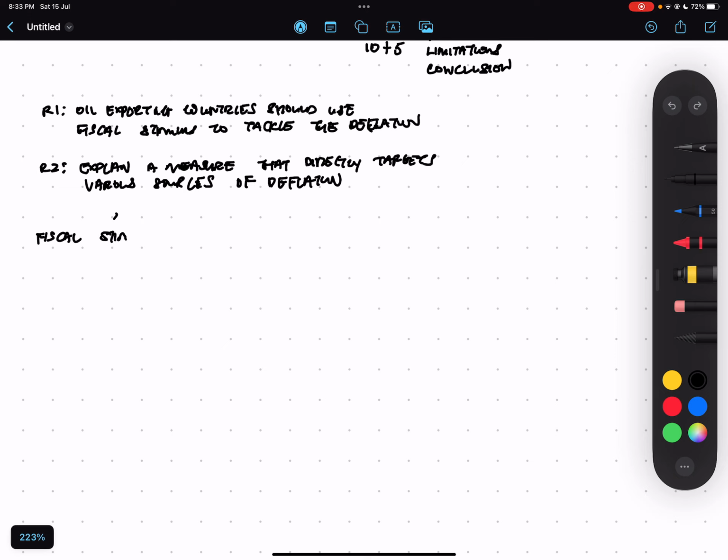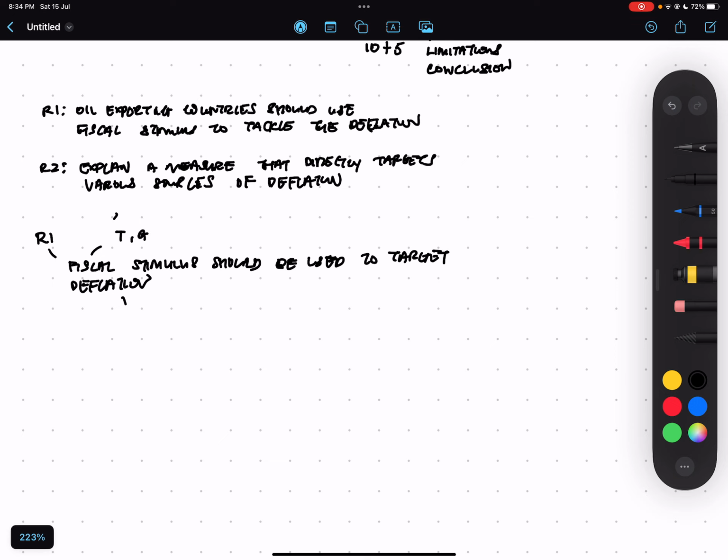Okay, maybe this is. Let me put a note that says requirement 1. So for requirement 1, you can say that fiscal stimulus can help. It should be used to target the deflation. Okay, so what is fiscal stimulus? We have fiscal stimulus. There's two portions. So fiscal means the stuff that the government can do. So the government can either change taxation or they can change government expenditure.